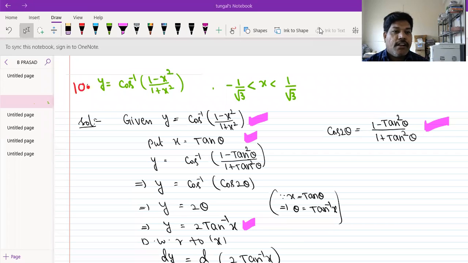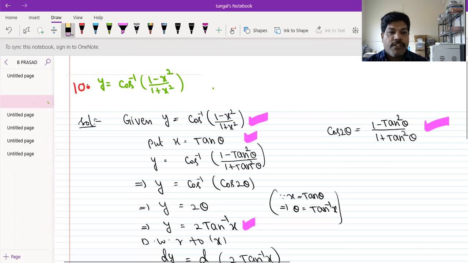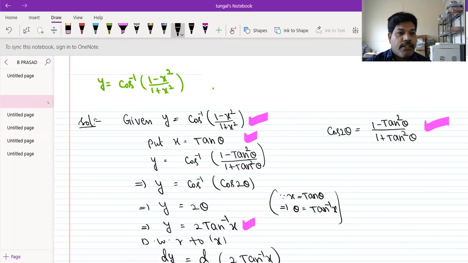See that one, students. The domain is not minus 1 by root 3 comma 1 by root 3. It is not the 10th question actually, it is question number 11. The domain of this function, y is equal to cos inverse of (1 minus x square) by (1 plus x square), is 0 less than x less than 1, not 1 by root 3. That is the next question. So it is the 11th question actually.